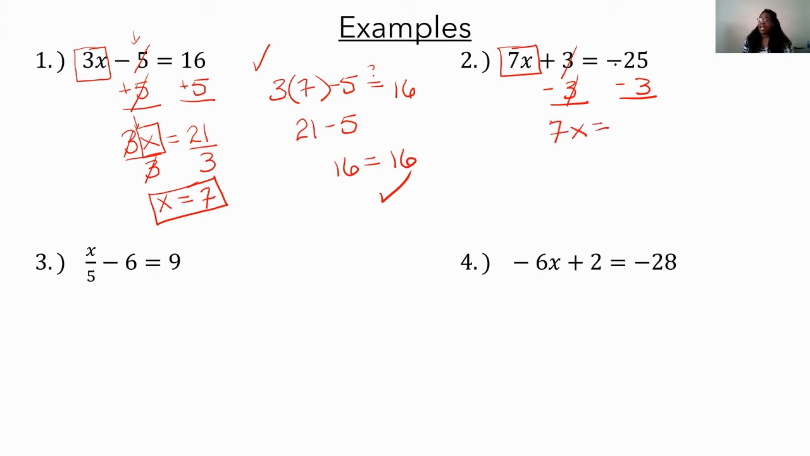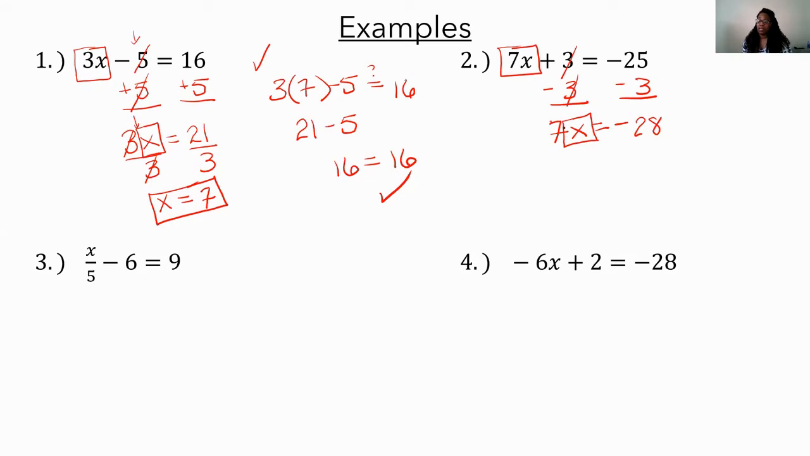So now I have negative 25 minus 3. Both of the signs are the same, so that means my solution is also going to be negative. I'm going to add the 25 and the 3, which gives me 28. So now I have 7x is equal to negative 28. So x is what I want to isolate. I want to keep the x, but that means I need to get rid of the 7.